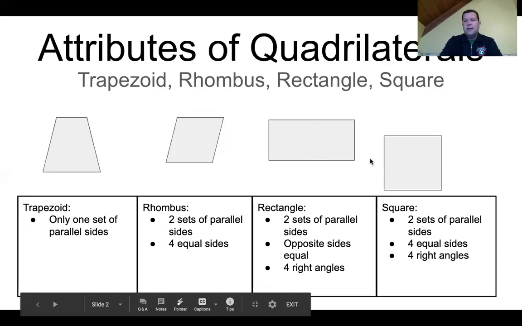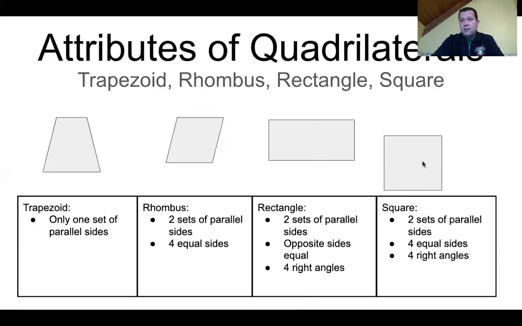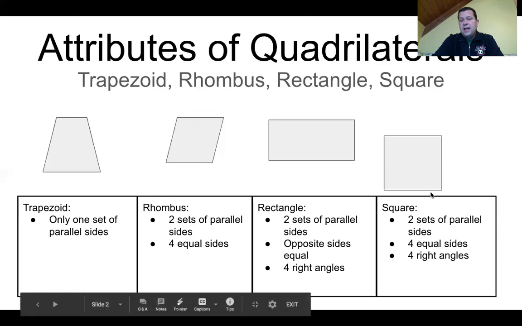Last is the granddaddy of them all, the square. All right, and this is a super special quadrilateral because it has 2 sets of parallel sides, it has 4 equal sides, and it has 4 right angles.